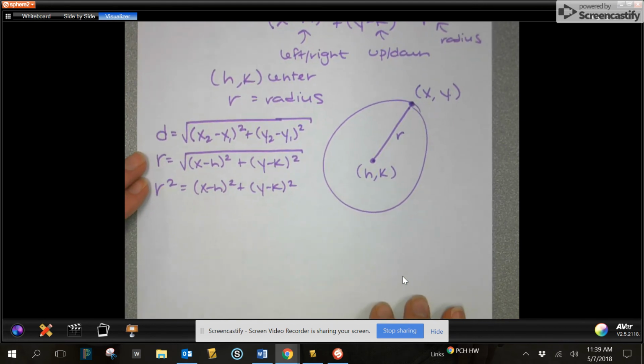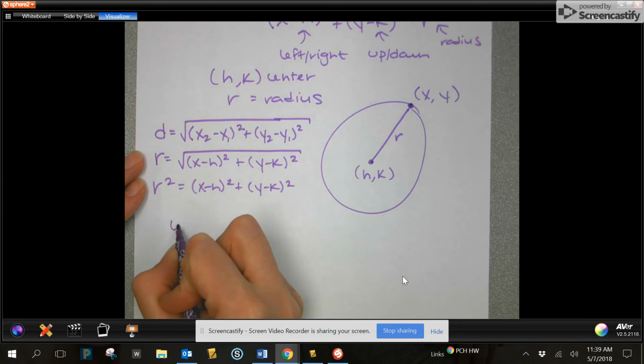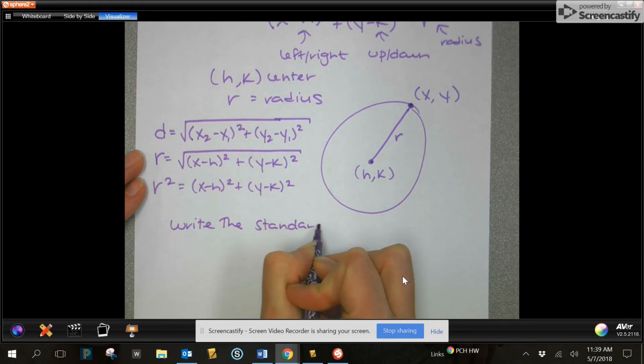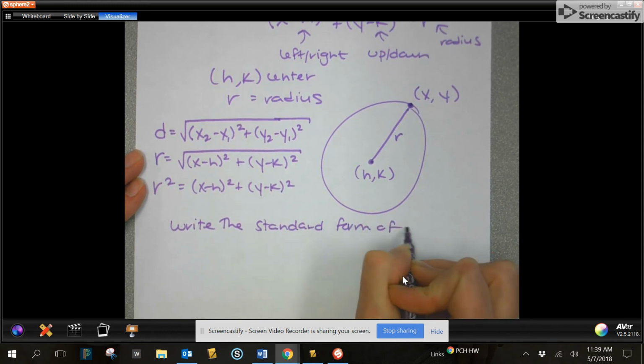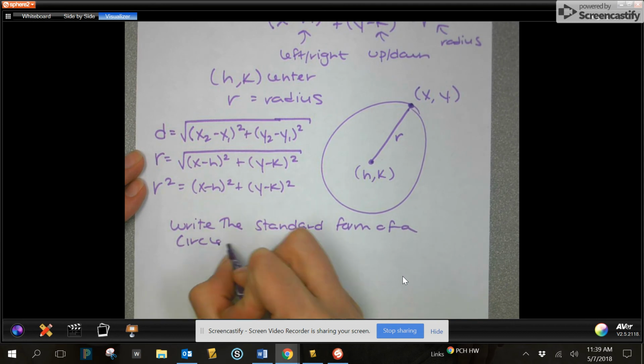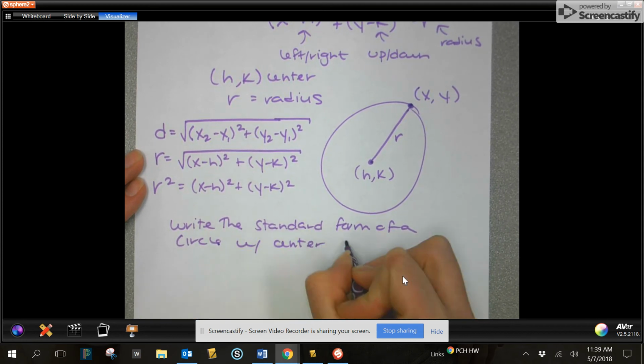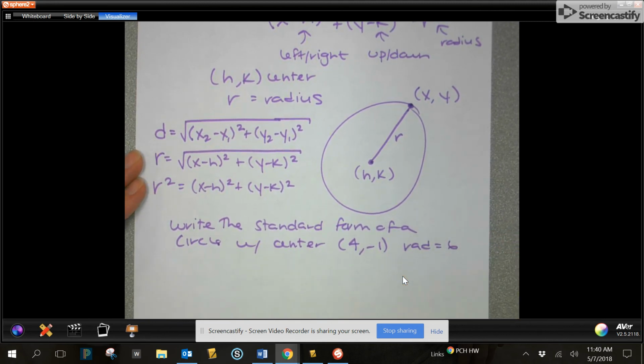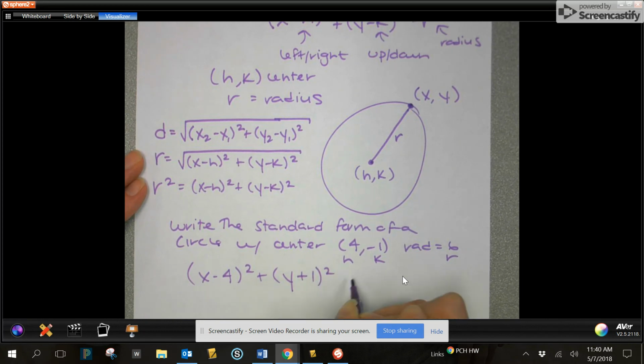So one common question that we might ask is, write the standard form of a circle with the center at (4, -1) and the radius of 6. So that would just be, that's my h, k, and r value. So it would be (x - 4)^2 + (y - (-1))^2, so we can call that (y + 1)^2, equals r^2, so 36.